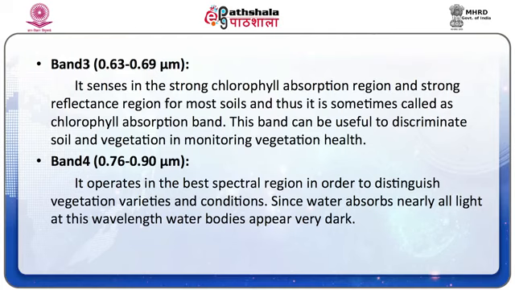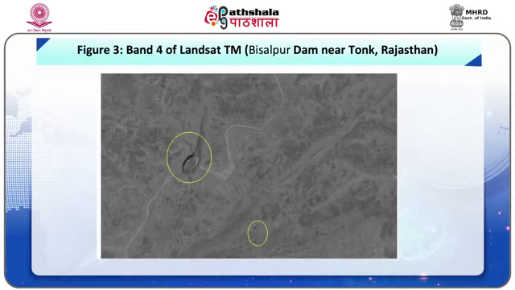Band 4, ranging between 0.76 to 0.9 micrometer, operates in the best spectral region to distinguish vegetation varieties and conditions. Since water absorbs nearly all light at this wavelength, water bodies appear very dark.